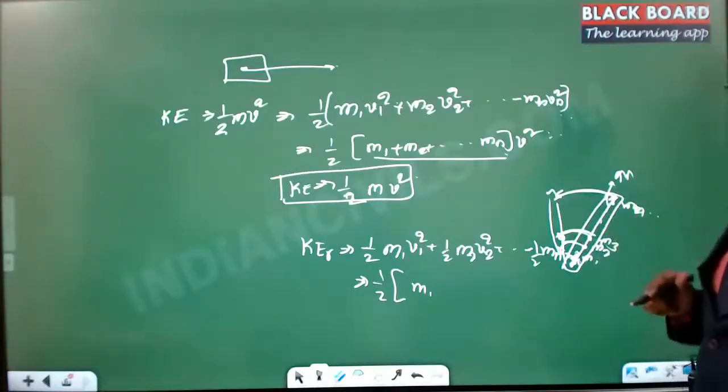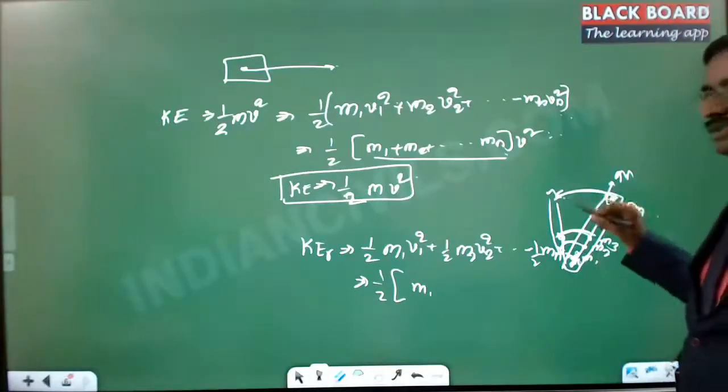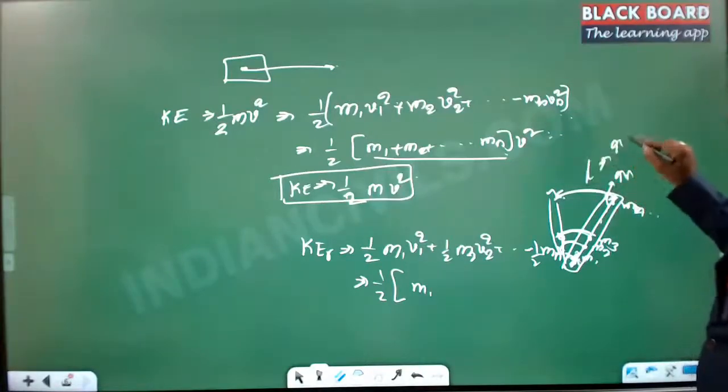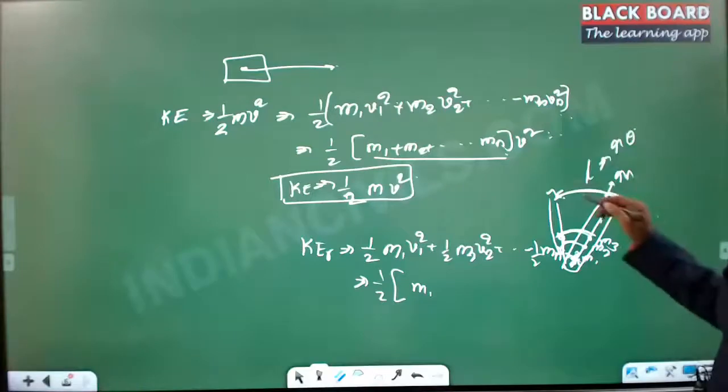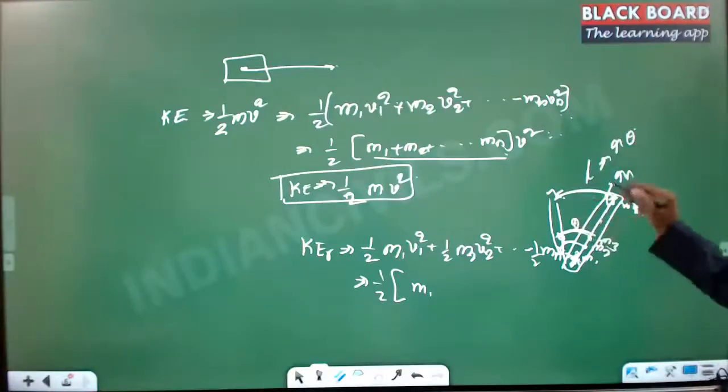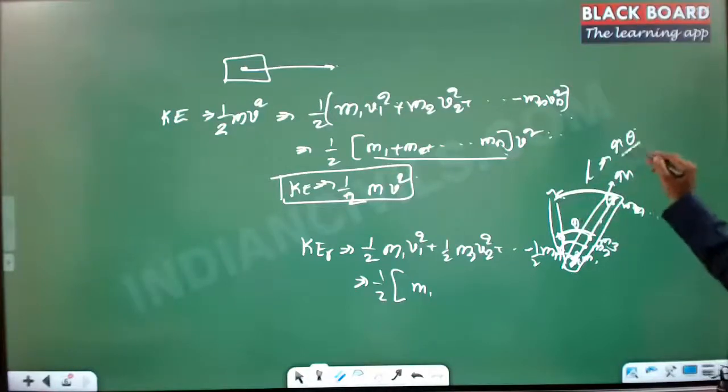I hope you understood that, right? And this length L is equal to r into theta. So this is the arc length of the circle: if the angle of rotation is theta, then this arc length is equal to r times theta, where r is the distance.